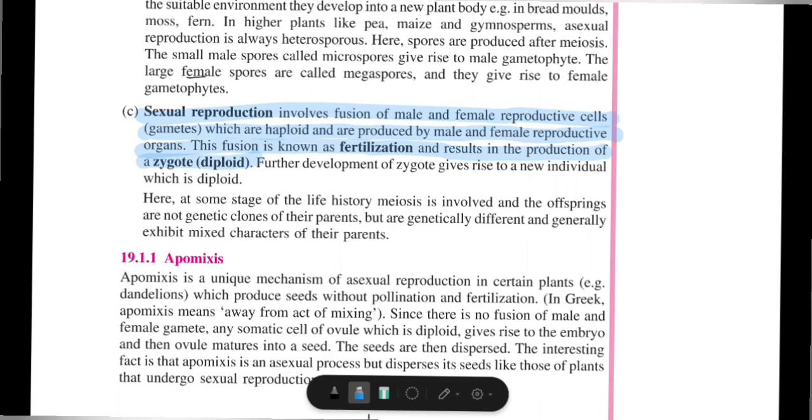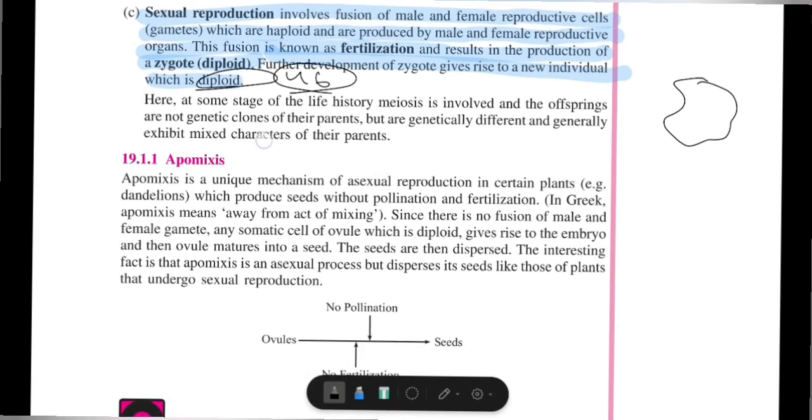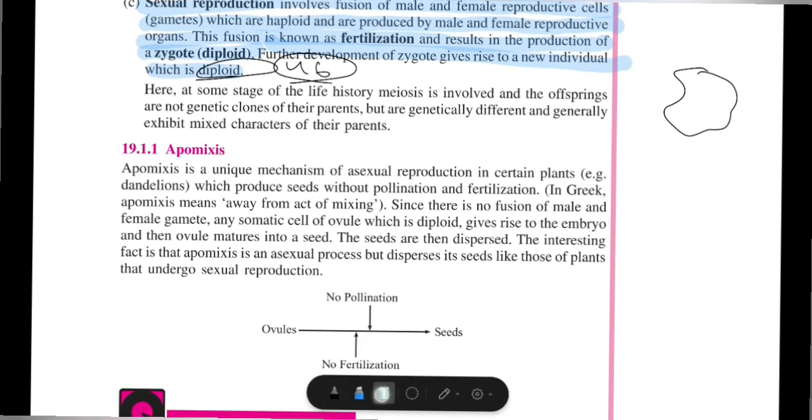Now what happens after the zygote is formed? Here we have the zygote. After the zygote is formed, it undergoes many developments and changes, and it gives rise to a new individual, which is diploid. Diploid means it has 46 chromosomes, obviously. Because zygote is diploid, this is also diploid.